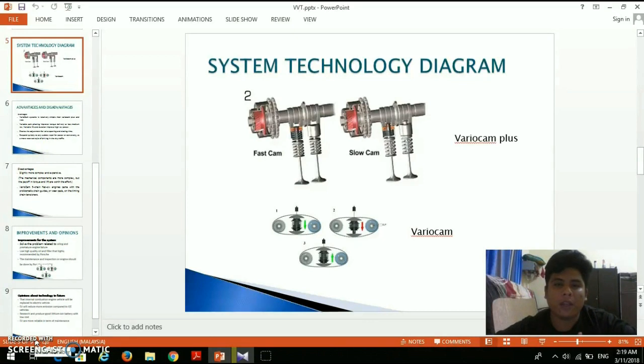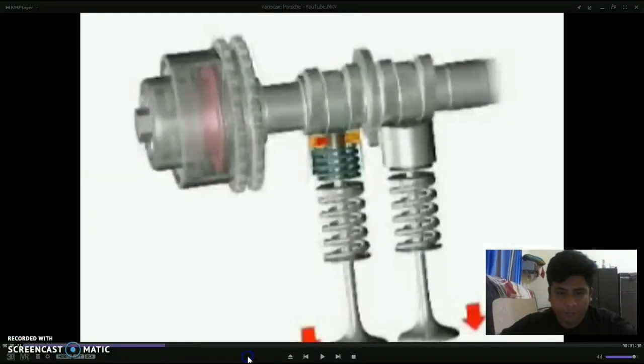Today I will present the system technology diagram. This is Variocam. After Variocam, Porsche produced a new technology which is Variocam Plus. In Variocam Plus, it has 3 cam lobes here. Variocam Plus also has a low cam and a fast cam. To see how it works, let's watch this video.